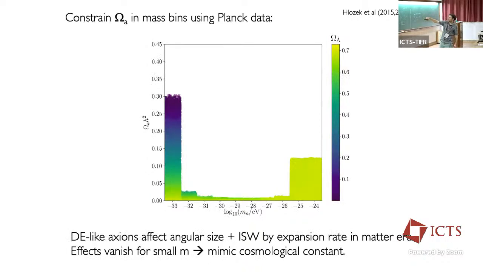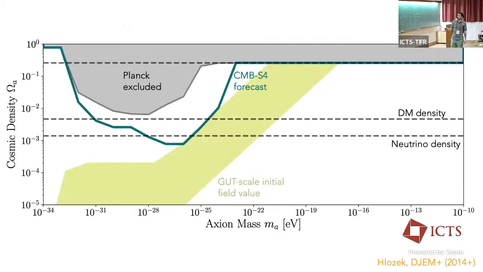At 10 to the minus 33 eV, I can have a large energy density by making omega lambda go down. So anything less than about 10 to the minus 33 eV looks like dark energy. Right, so I can now put those constraints on a different type of plot. So I've got cosmic energy density, omega, versus mass, and this region here in gray is excluded by the CMB.